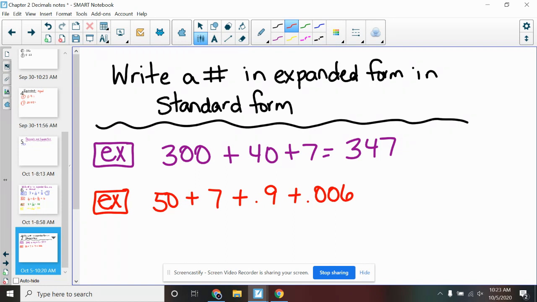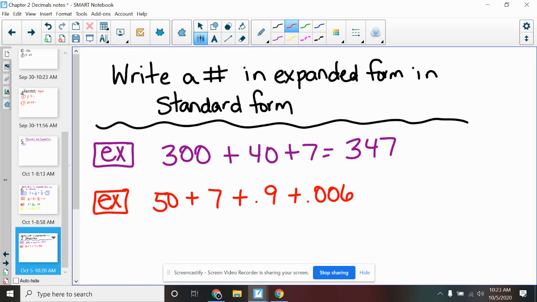Oh, I just touched the screen. Yeah, it kind of just died out on me. Well, you have it written. I don't. I'll read it out loud while we wait for it to wake back up. It was 50 plus 7 plus 0.9 plus 0.006. Okay. What's this thing going to look like in standard form?